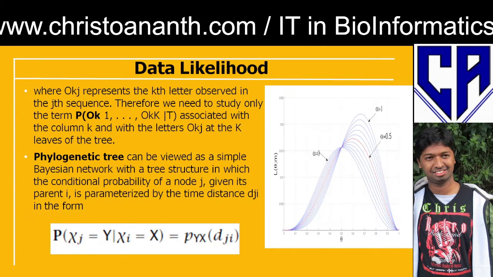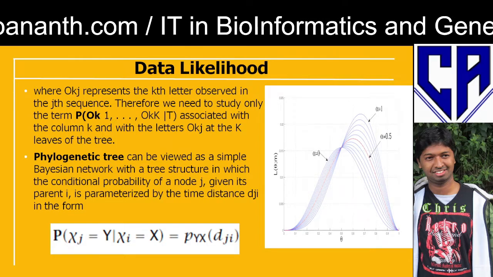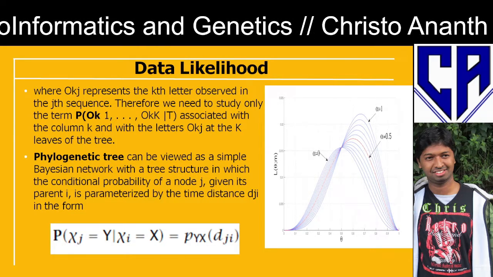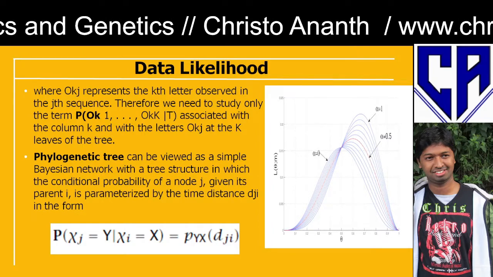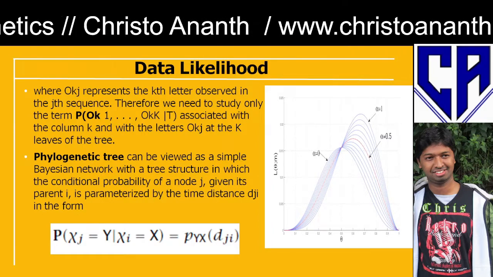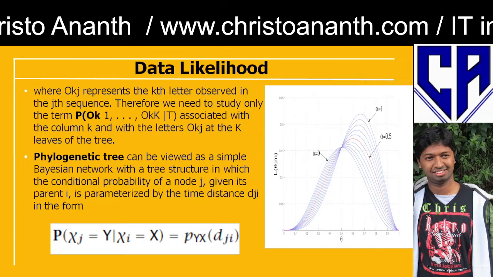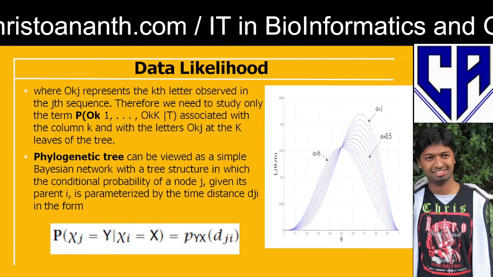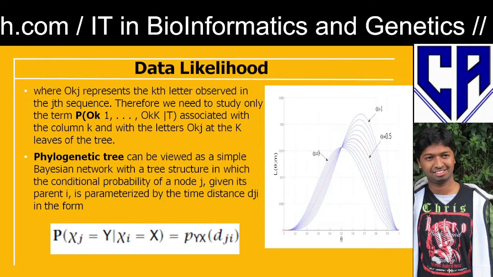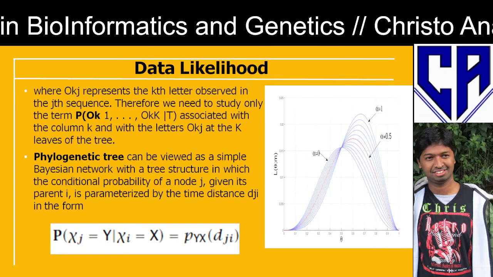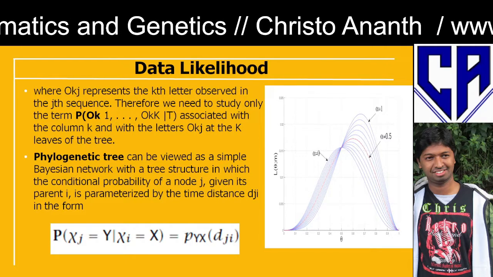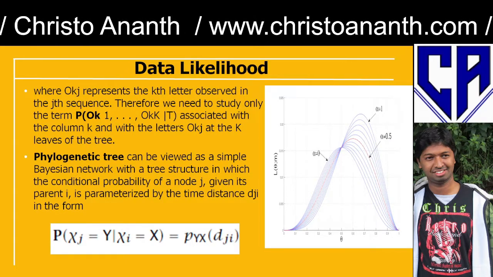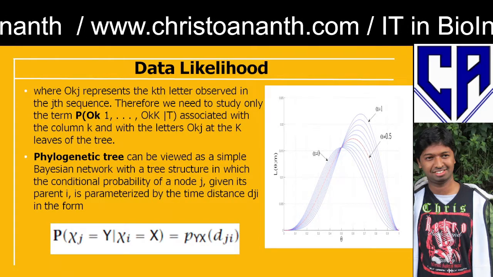We will have a tree structure where we have a conditional probability of node J. We have I, the parent, and the node is J. So we'll have the time distance dji, which is of the form P of xj equal to y given xi equal to x, which is P of yx of dji. This dji is nothing but the distance between the ith parent and the jth node.